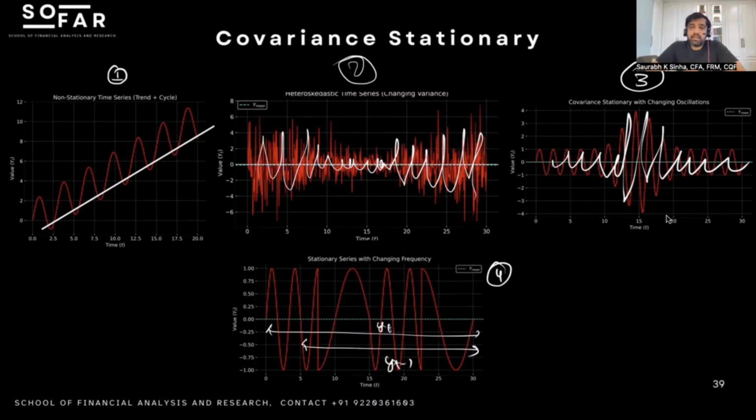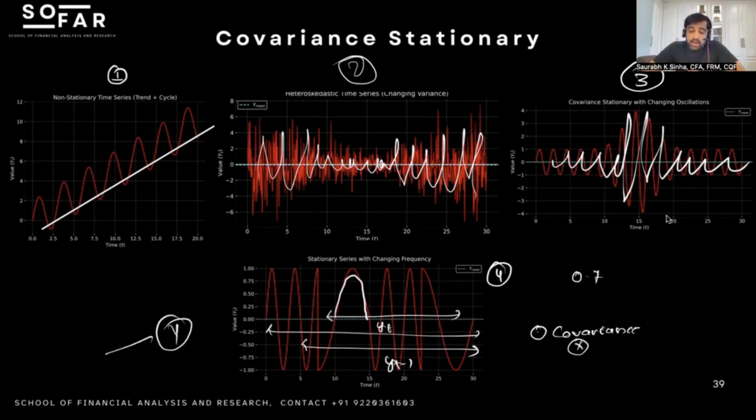is that when you calculate the correlation between YT and YT minus 1, if it came to 0.7, and when you calculate the correlation between YT and YT minus 2, you can see that the whole trajectory of Y has changed. So therefore, the correlation between YT minus 1 and YT minus 2 will not be 0.7. It has changed. So actually what is not stable in this is covariance. Covariance is not stable and constant. And therefore you cannot use this Y and do a prediction with the help of AR or MA model. None of the models will work.